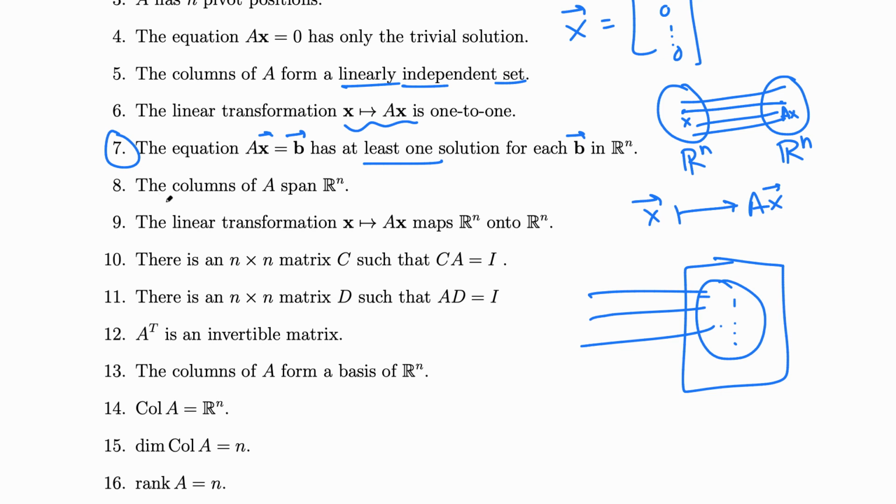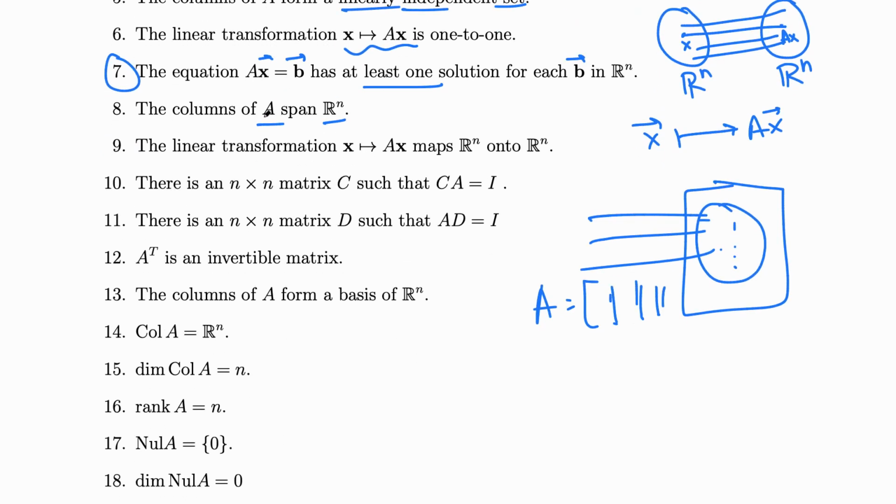Ax equals b has at least one solution for each b in Rn. And this is equivalent to the columns of A spanning Rn. So if you look at the columns of A, these columns span Rn. That means any vector in Rn is a linear combination of the columns of A. The linear transformation maps onto. In fact, when A is an invertible matrix, this mapping will be 1 to 1, and onto means everything is covered. That's what is here in 7 as well.